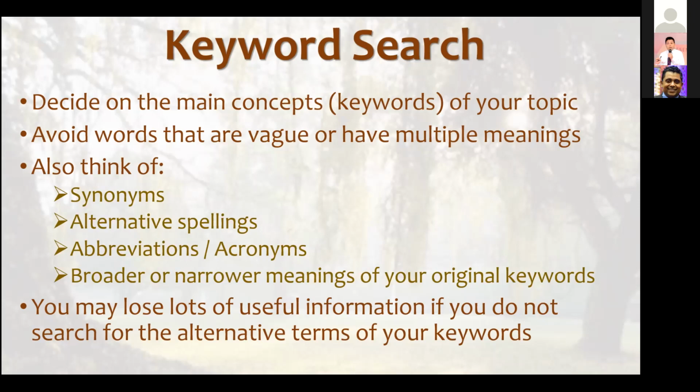So you need to think about alternative spellings. You have the British versus US spelling and other types of spelling as well. You can have abbreviations, for example, in my area, there's IoT, which also says as Internet of Things. Cisco says it Internet of Everything, and so on. So you can have different terms or acronyms for the same thing. So you need to ensure that you capture all these, and the broader and narrower meaning of the original keyword. So the key idea is that you're going to lose a lot of useful information if you don't search for alternative terms of the keywords, right? So you need to keep trying different things. We will try to summarize what this means exactly. Okay.